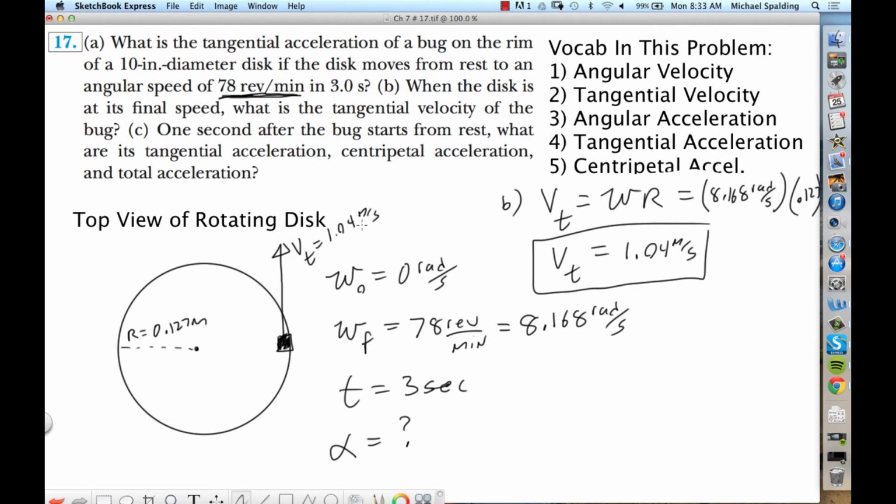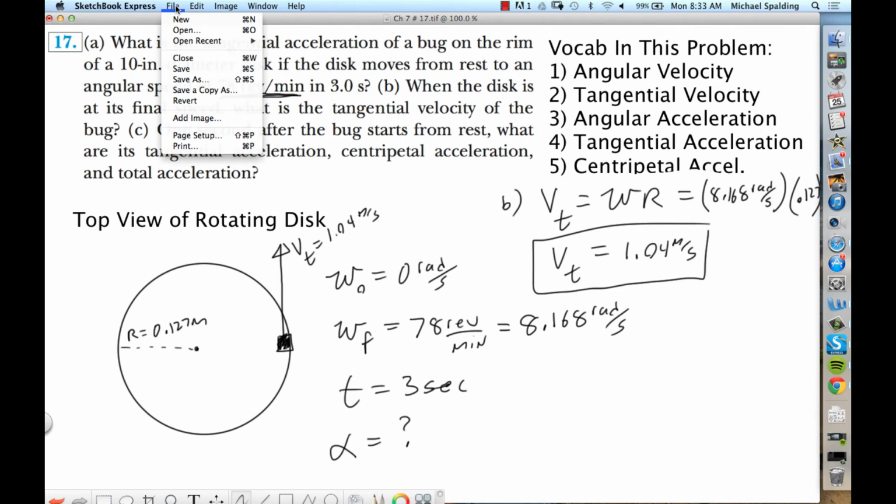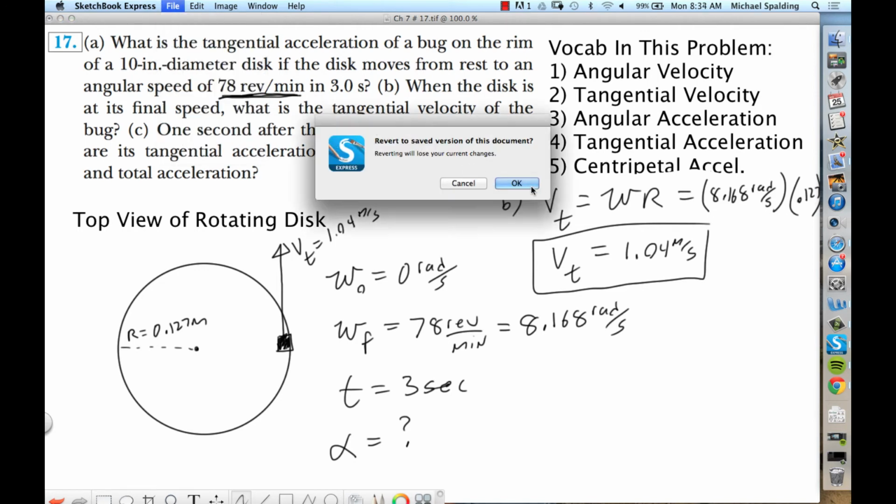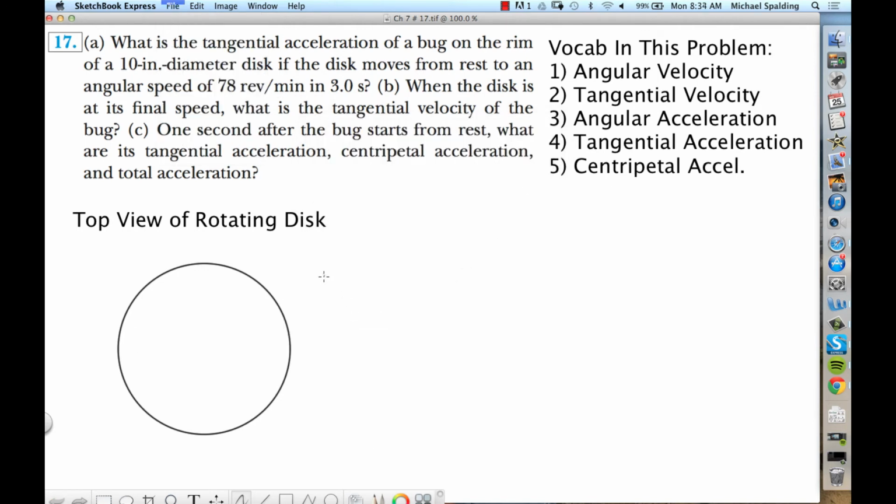All right, part C is the trickiest part. It's asking for 3 different things. Okay, so let's put our information here again. So angular velocity initial is 0. Angular velocity final is a question mark now because they changed the time. Our angular acceleration is still the same. That didn't change. It's still 2.72 radians per second squared.